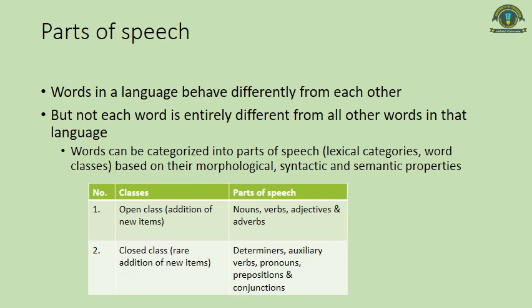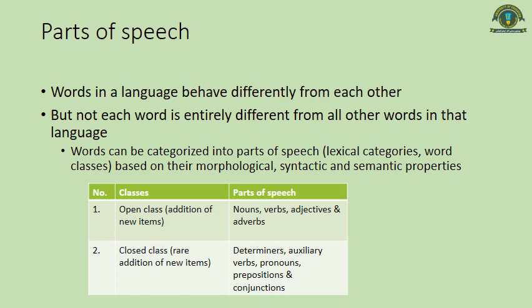But not each word is entirely different from all other words in that language. We can categorize the words. It's not possible that each word is entirely different from all other words in that language. In that case, it would be very difficult to discuss or describe language under a rule governed phenomena. So there is a certain amount of arbitrariness in any such classifications.